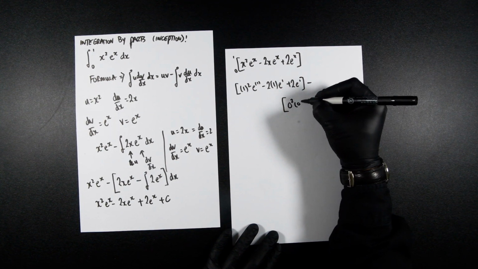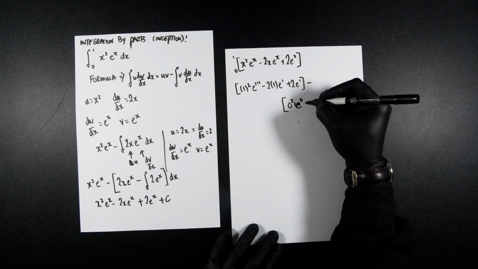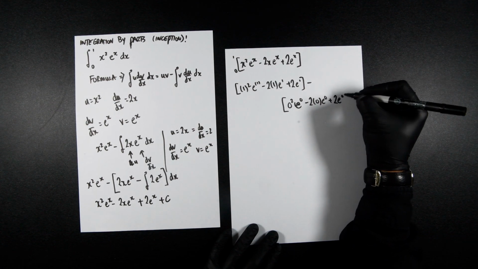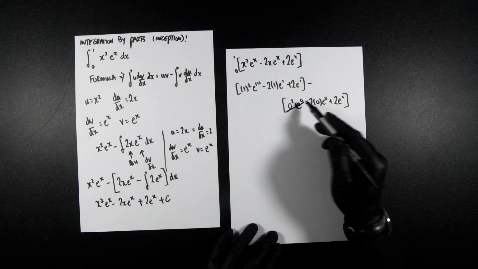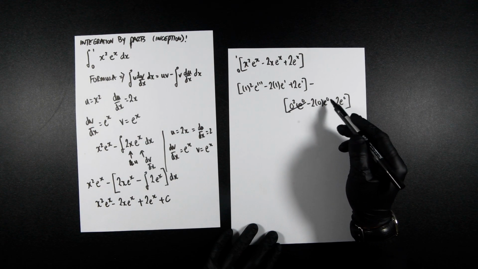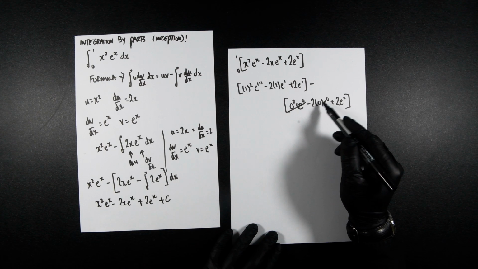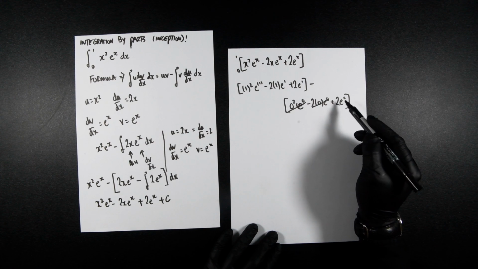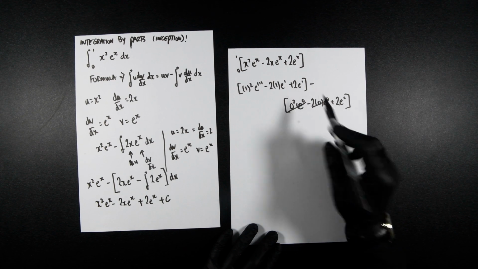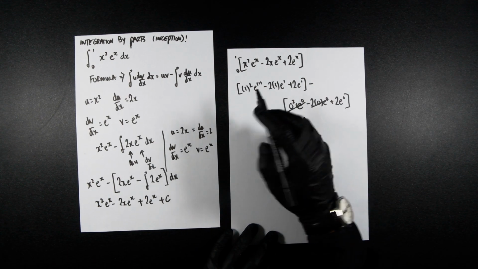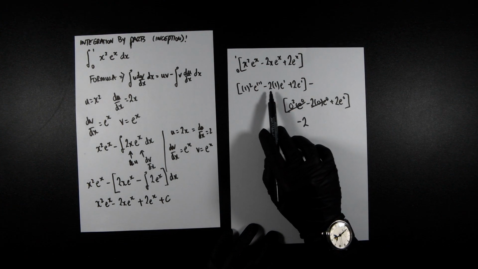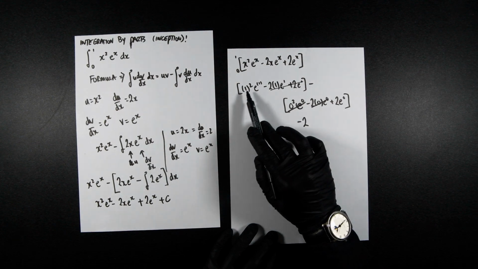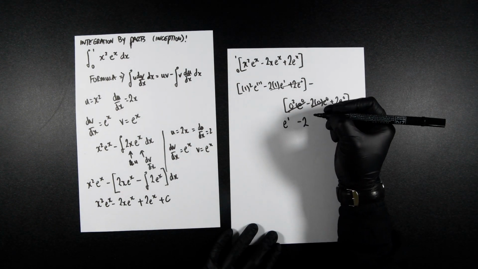So 0 squared, that's going to be 0. e to the 0 is 1, but there's a 0 here, so that's going to vanish. e to the 0 is 1, times 2 is just 2, but you've got a minus 2 here, so that's going to be minus 2. And then everything here, we're going to have minus 2e to the 1 plus 2e to the 1. So these two will cancel out, and we're just left with e to the 1.